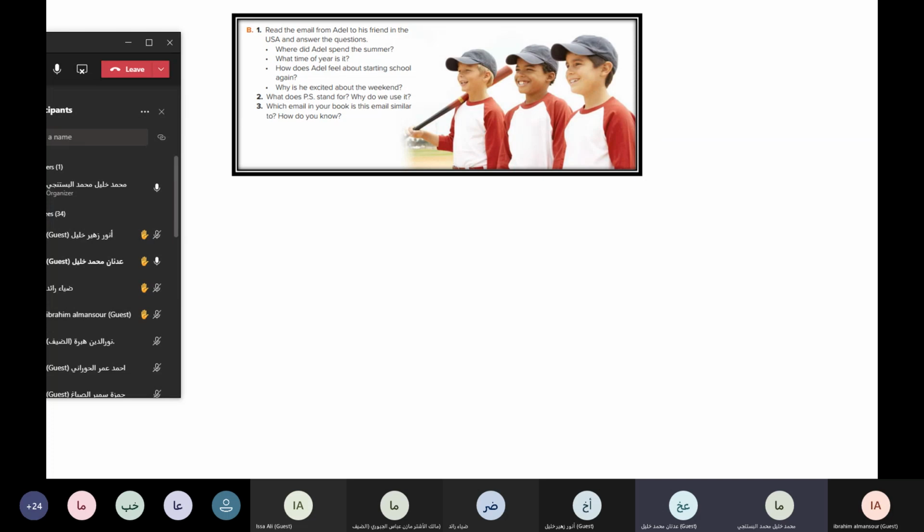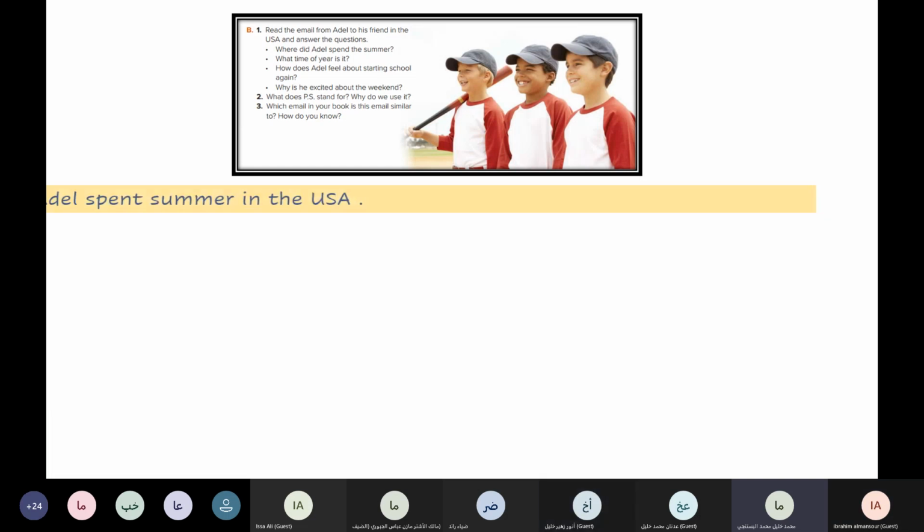Read the email from Adil and his friend. Where did Adil spend the summer? Look at the first paragraph. "I'm attaching a photo of us at the game. We look good. How do you like it?" The US. Yes, good. Adil spent the summer in the USA because Brian is from the USA. So he sent him a photo just to remind him that they were together.